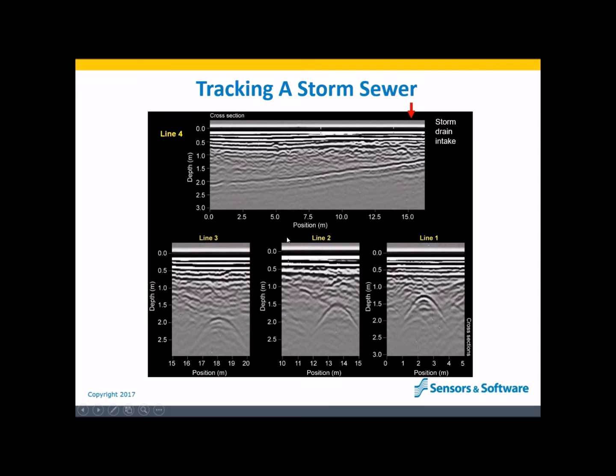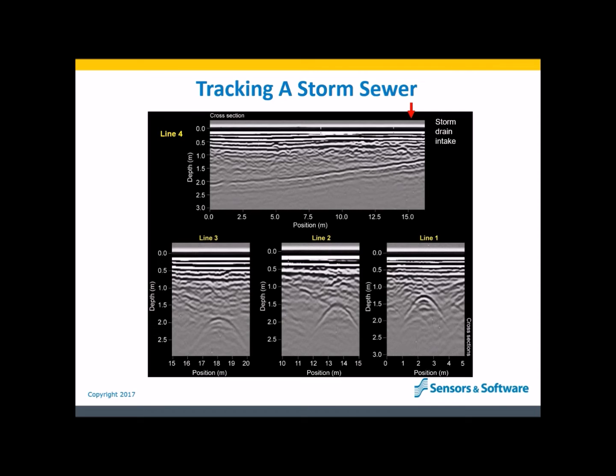Now let's look at line 4 that goes along the top of the utility up here at the top of the page. This dipping reflector right here is the utility. It's the top of the pipe. And clearly we can see that the pipe is sloping, which is what we predicted from seeing the hyperbolas.